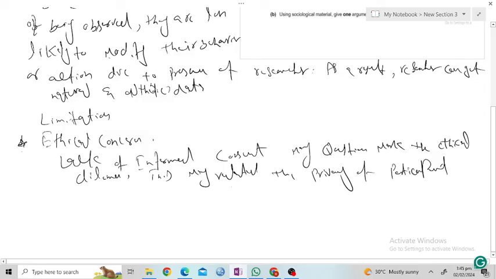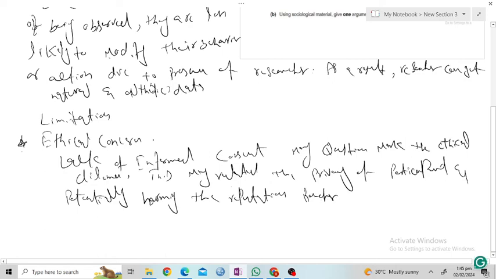and potentially harming their reputation, or potentially harming the reputation of the researcher and the validity of the findings. So this is how you have to respond to the 6 marks question.